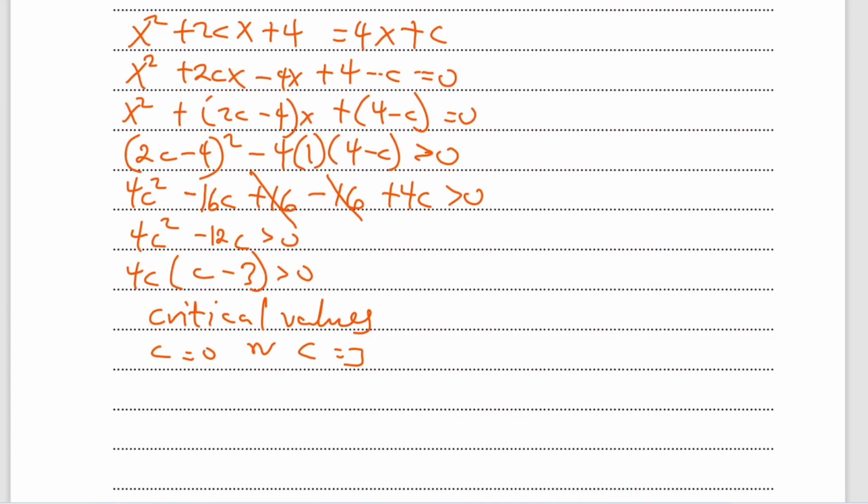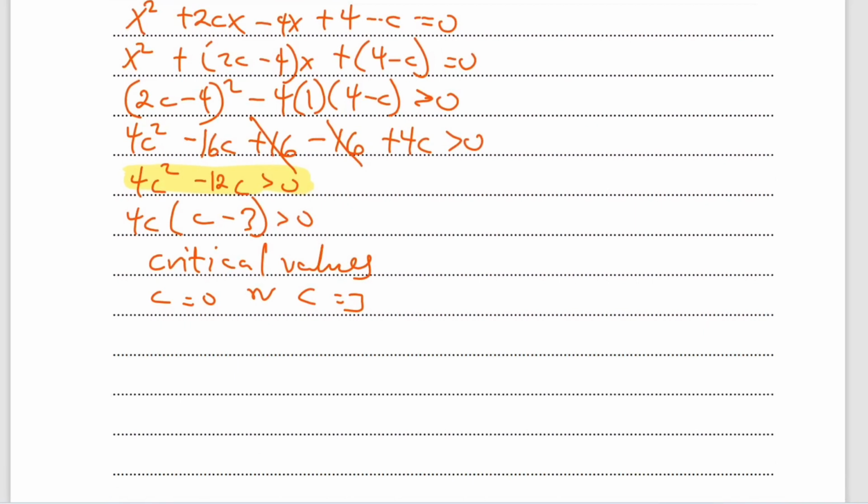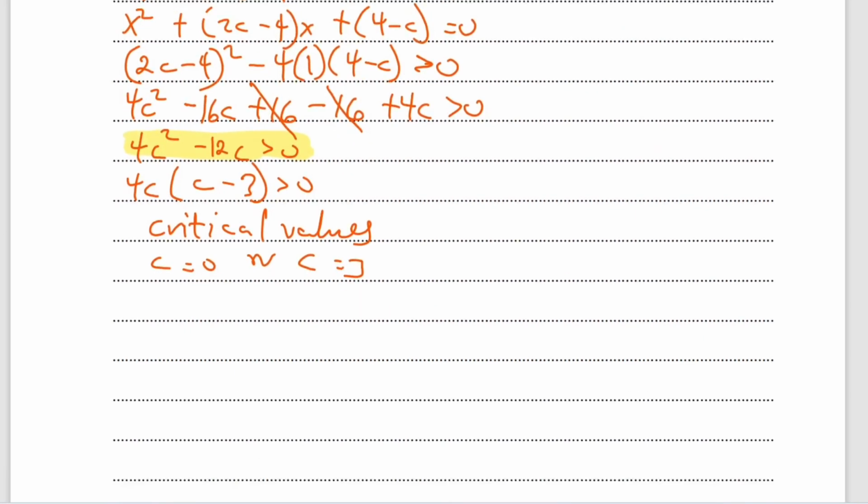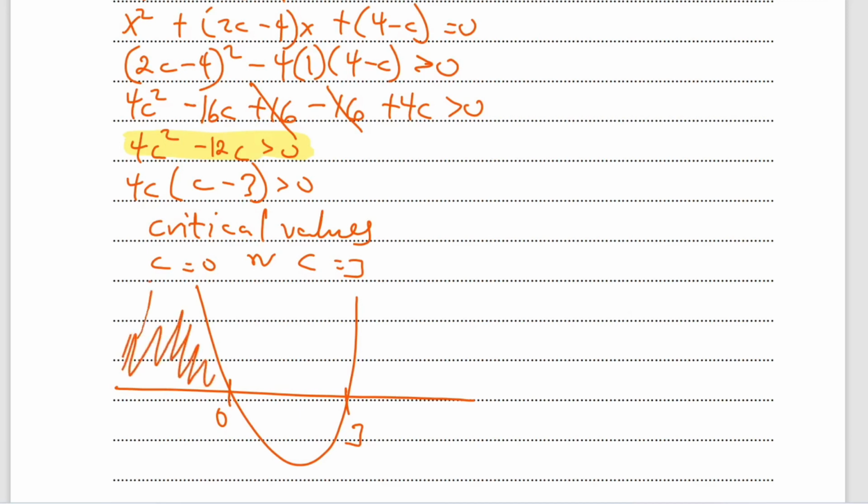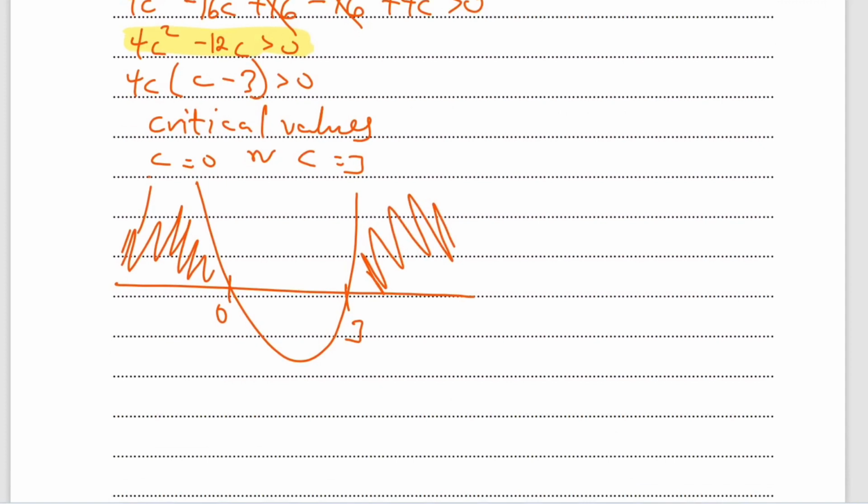Now I want you to come back here to this particular quadratic and sketch it. It has a positive coefficient for c squared, so the quadratic is going to look like this. Put your 0 on it, put your 3 on it. The quadratic is greater than 0, so we are interested in the part that is above the x-axis. And for this part, we expect that c should be less than 0 or c should be greater than 3. And then you are done.